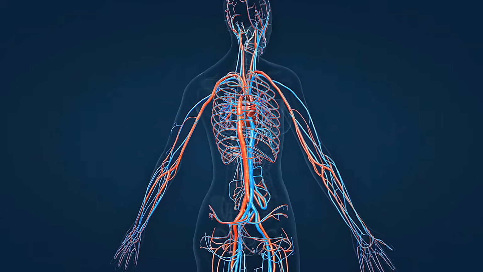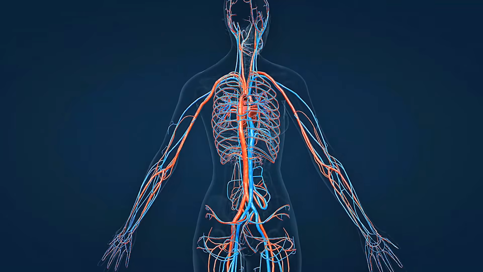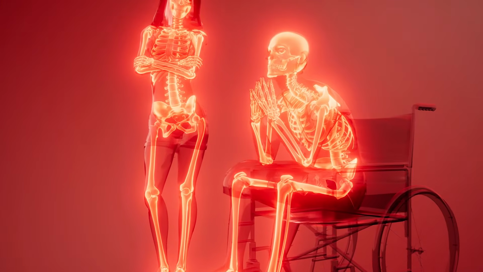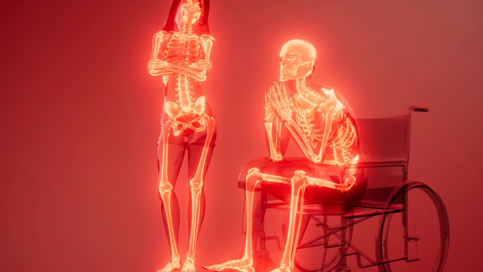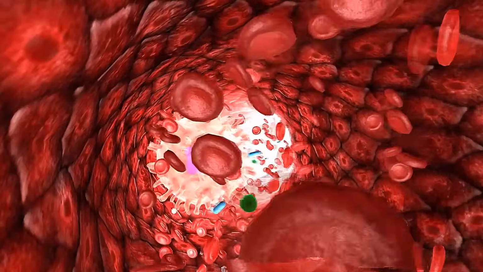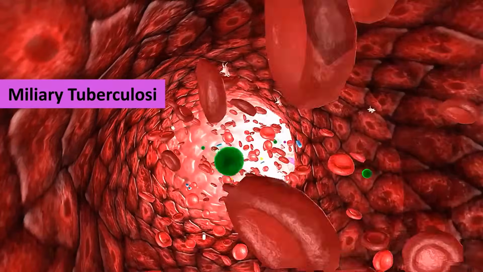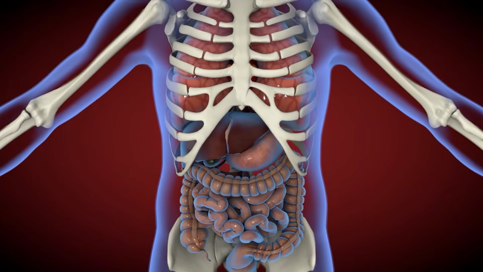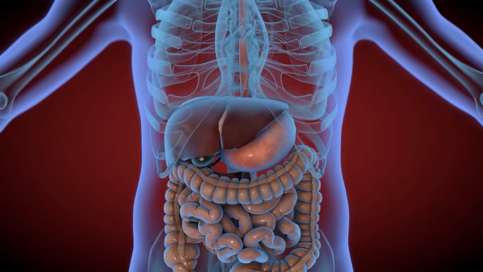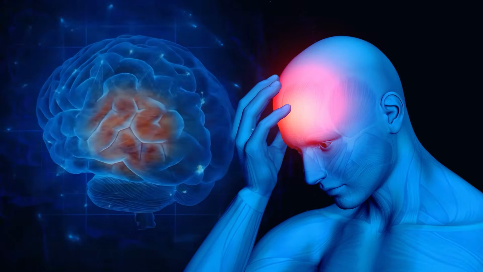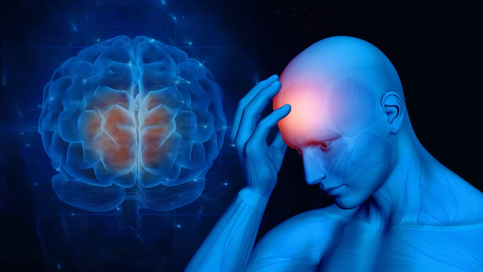Effects on the immune system. TB causes prolonged immune activation, which can lead to chronic inflammation. In HIV-positive individuals, TB accelerates disease progression. Effects on other organs. When TB spreads through the bloodstream, a condition called miliary tuberculosis, it can affect multiple organs simultaneously. This form is life-threatening and may cause organ failure. TB meningitis can cause permanent neurological damage or death if untreated.